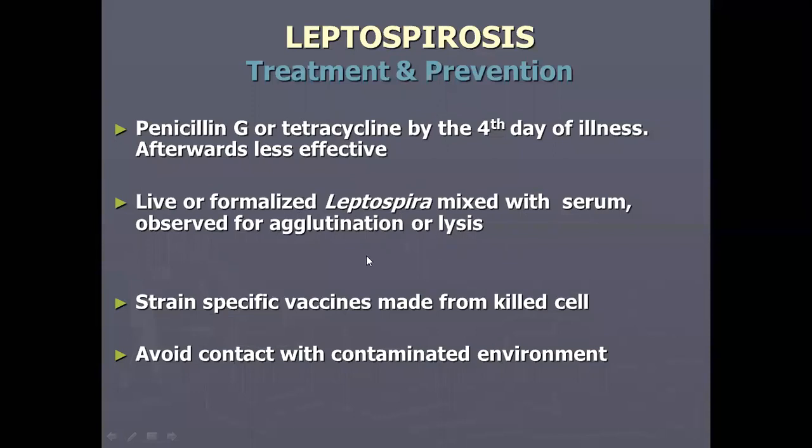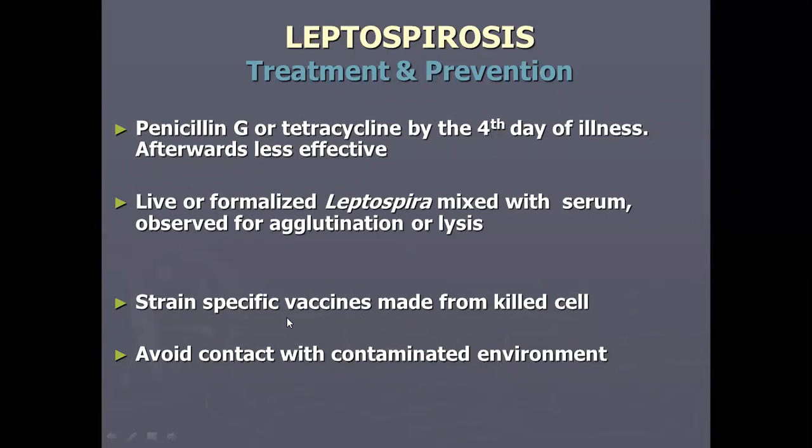For the agglutination test, live formalized Leptospira are mixed with serum and observed for agglutination and lysis. You can take a slide, lay the Leptospira on it, and mix with the serum. This is commercially available. You will have to get it from the CDC or another reference lab, and you can mix that and see the agglutination test.